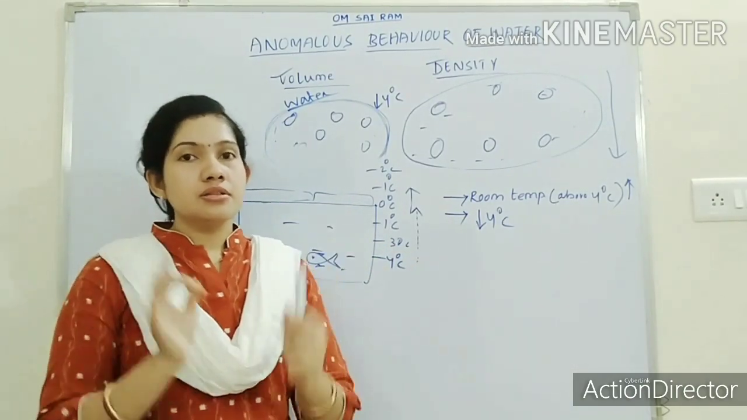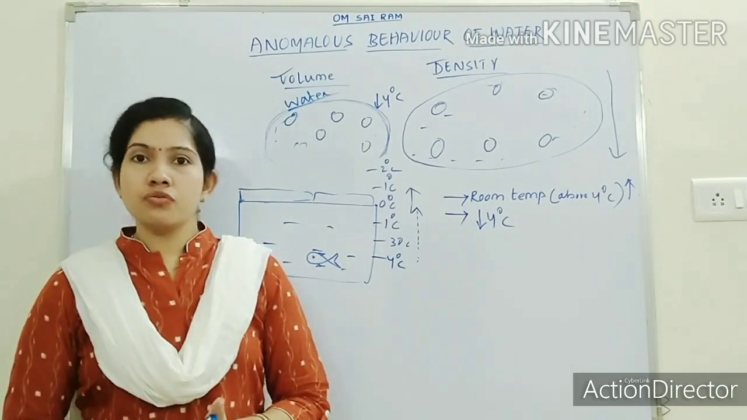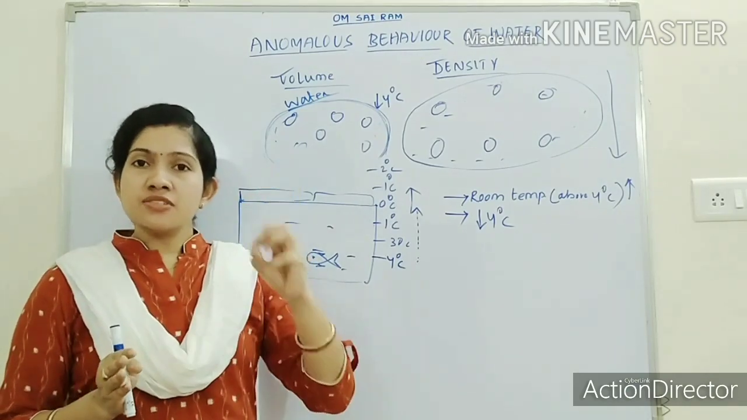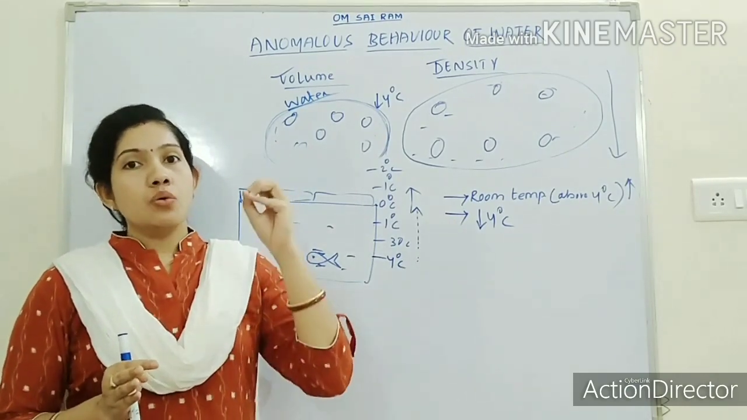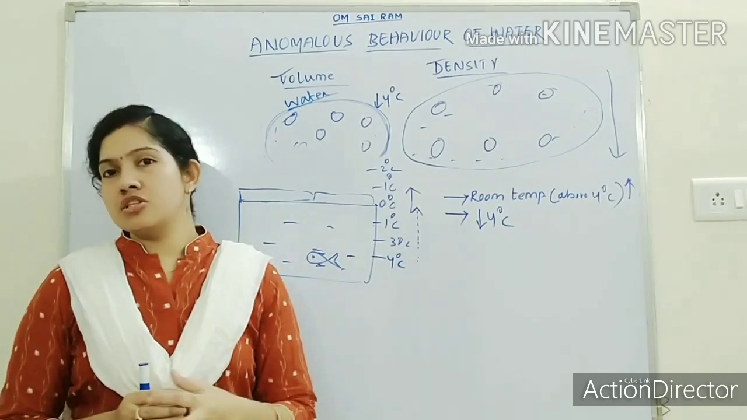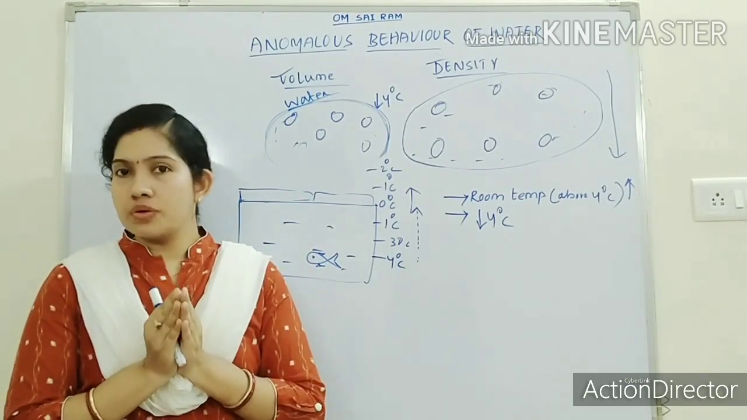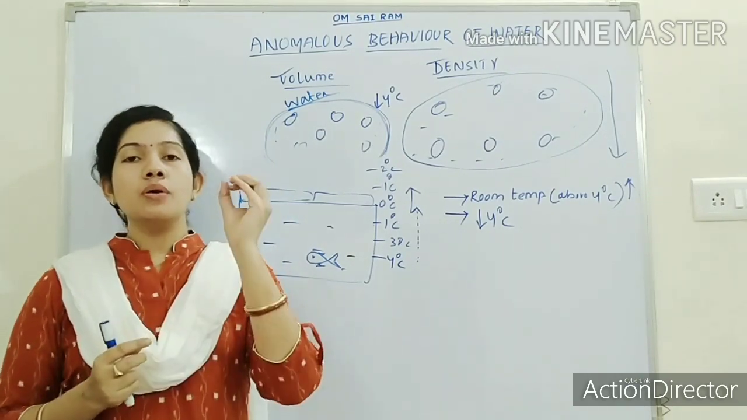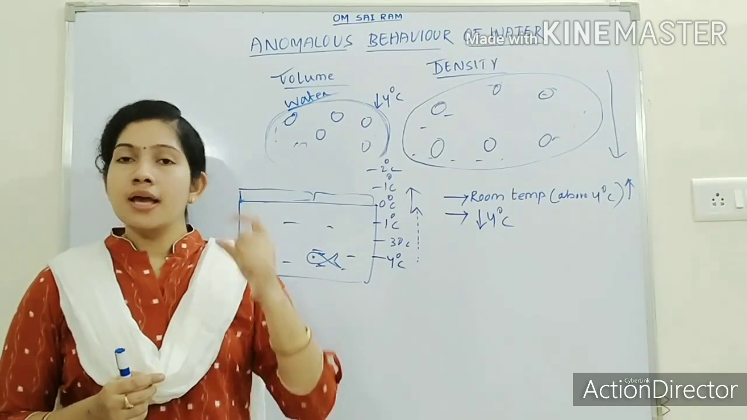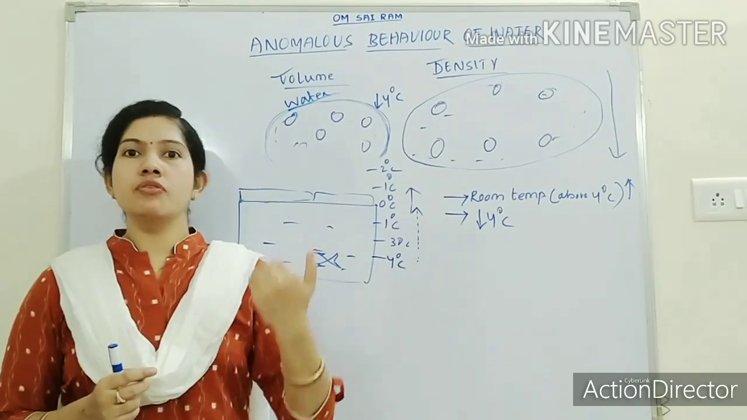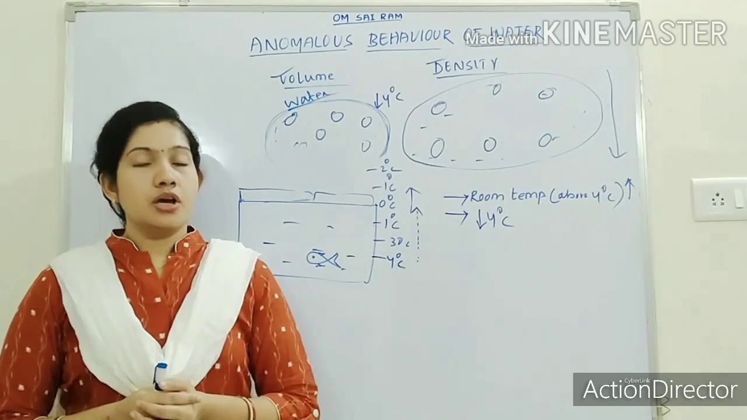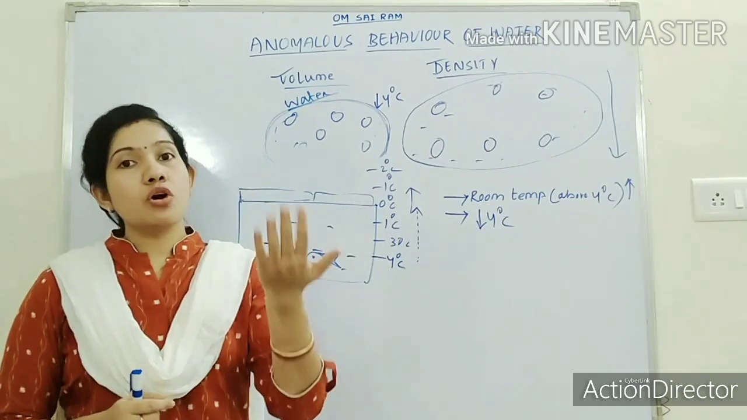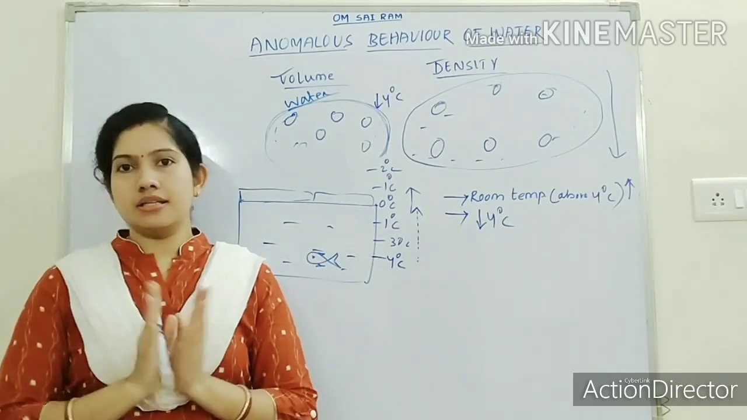So here we have talked about the anomalous behavior of water. This is a very important and unique tendency of water. It is not shared by all other liquids. Again, in short, what is the anomalous behavior of water? When we allow water to cool at room temperature, its volume will decrease and density will increase. When we allow water to cool below 4 degrees Celsius, its volume will increase and density will decrease.